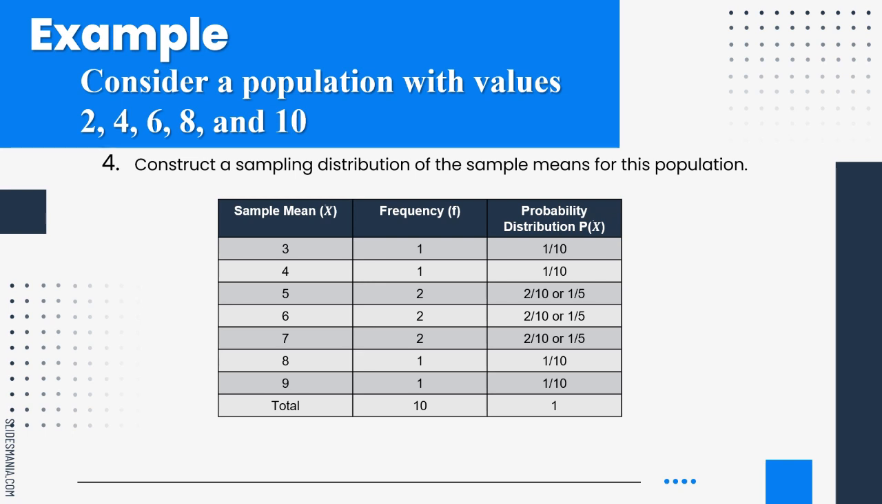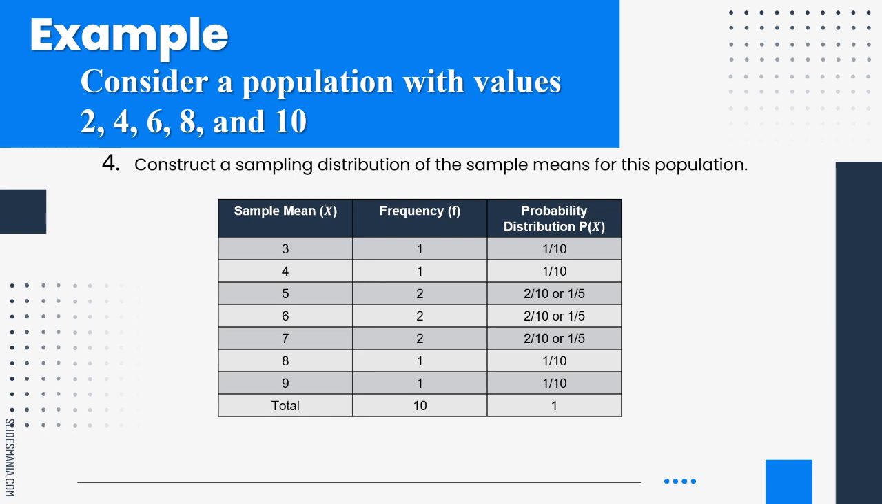For the fourth line, that is 6, its frequency is also 2. Its probability distribution is 2 all over 10 or 1/5. For the fifth line, that is 7, its frequency is also 2. Its probability is also 2 all over 10 or 1/5.